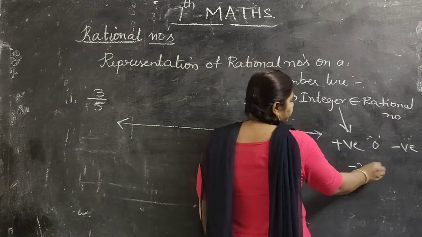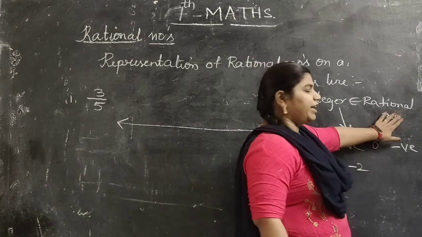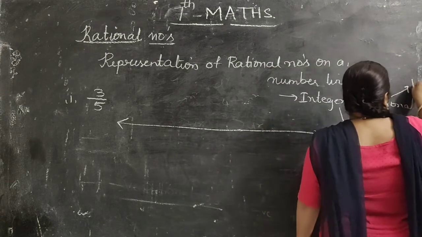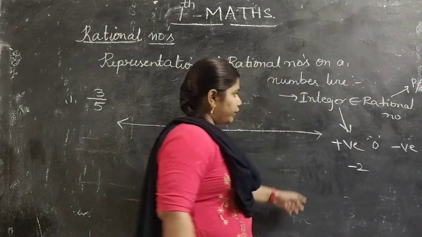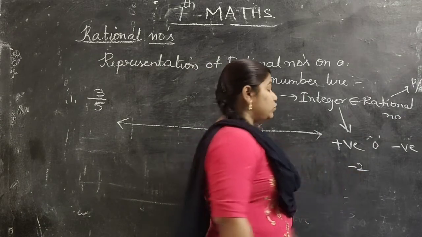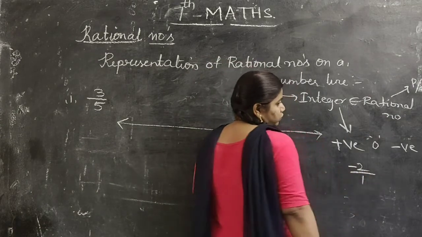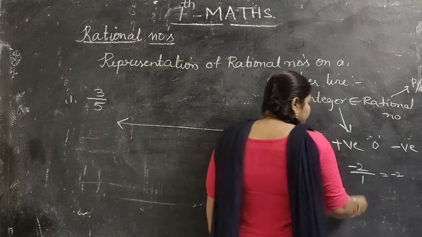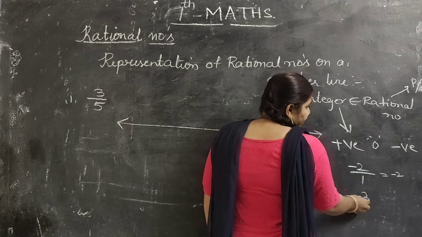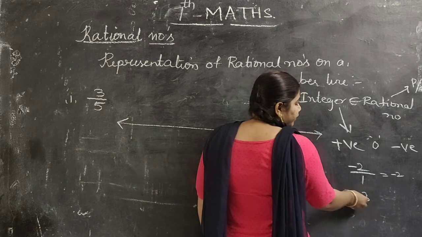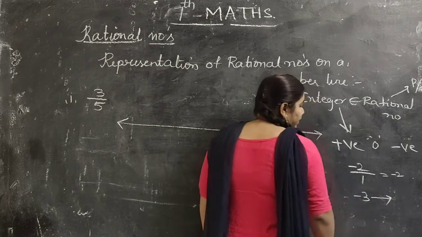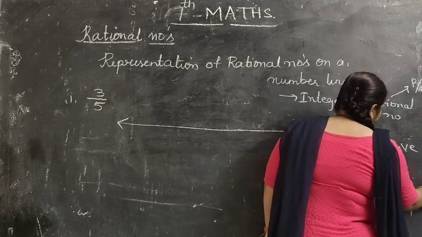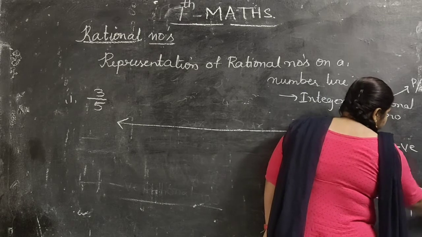Suppose I am taking minus 2 here. I am saying that minus 2 is a rational number. Why am I calling this minus 2 a rational number? Rational numbers are in the form of P by Q. Here I have taken the integer as minus 2. Minus 2 can also be written in the form of minus 2 by 1. That means minus 2 by 1 is nothing but minus 2. In the same way, minus 3 is a rational number and also an integer. Why do we call it a rational number? Because minus 3 can be written in the form of minus 3 by 1. Minus 3 is the numerator value and 1 is the denominator value.